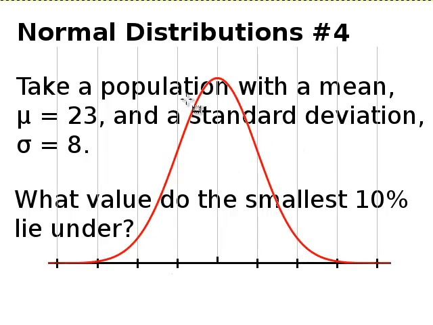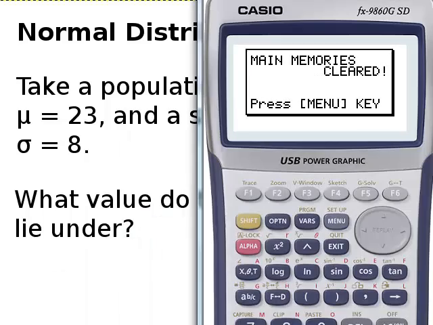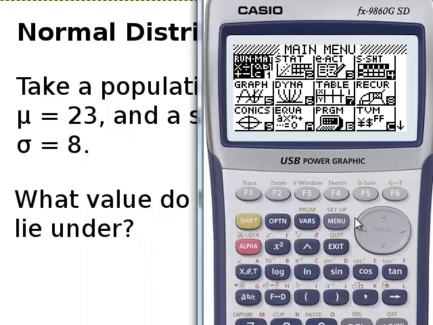If we take our normal curve, the mean would be here, it's 23. Each of these bars represents one standard deviation of 8. So our value that we're trying to find is this line here. It's one of the standard deviations from the mean, such that the smallest 10% lie under it.